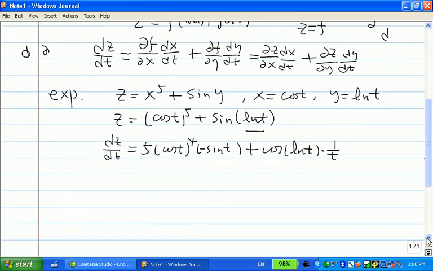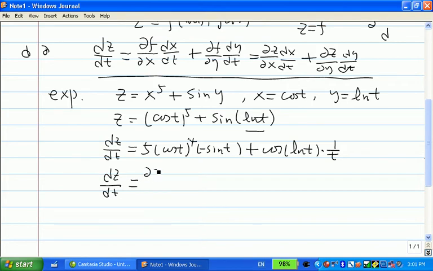Now let's calculate dz/dt again by using the chain rule we just learned. If you use this formula to find dz/dt, it gives you partial z with respect to x times dx/dt, plus partial z with respect to y times dy/dt.